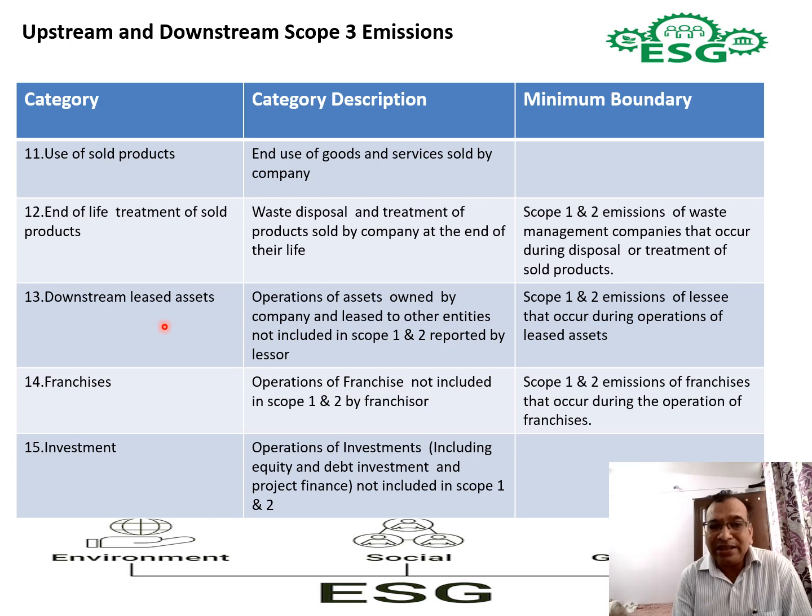Now downstream leased assets. Operation of assets owned by the company and leased to other entities, not included in scope 1 and 2, has to be reported by the lessor and not the lessee. Then franchises. The operation of franchises not included in scope 1 and 2 has to be captured by the franchisor under the franchise category. Then investments. The operation of investments, including equity and debt investment and project finance, not included in scope 1 and 2, has to be captured under investments in scope 3 emissions.